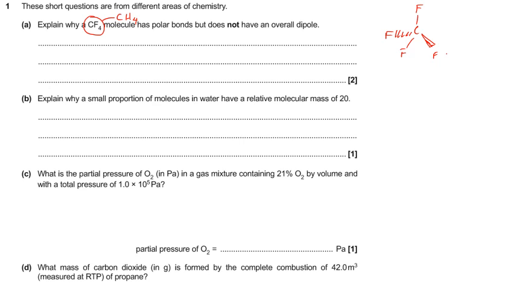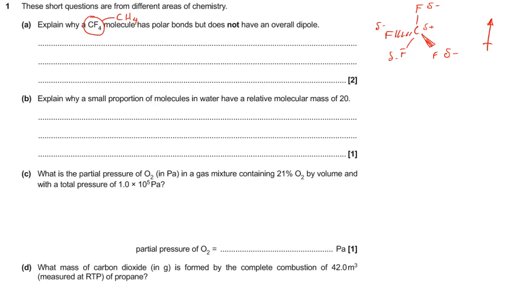So although the fluorines are all going to be delta minus, and the carbon is going to be delta positive, we do have polar bonds. The tetrahedral shape is a symmetrical shape, so you see all the delta minuses are pointing outwards. Whereas for a polar molecule, we need to have direction to our polarity.